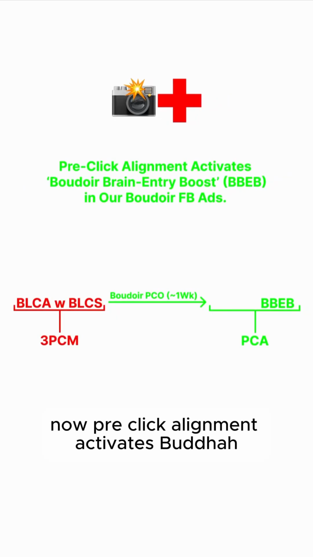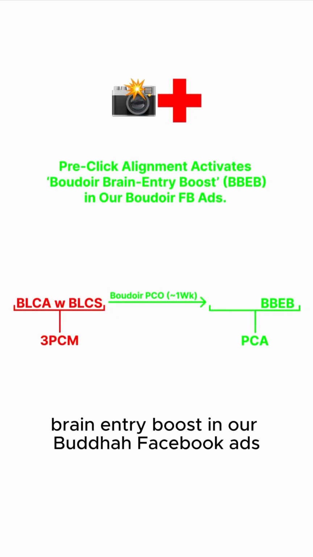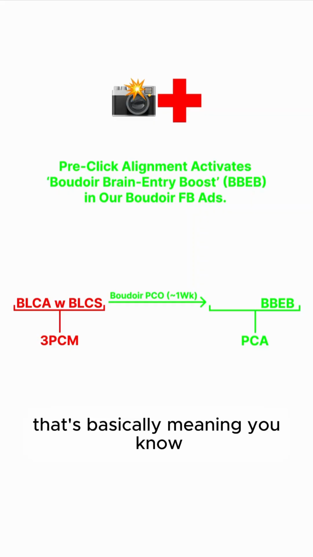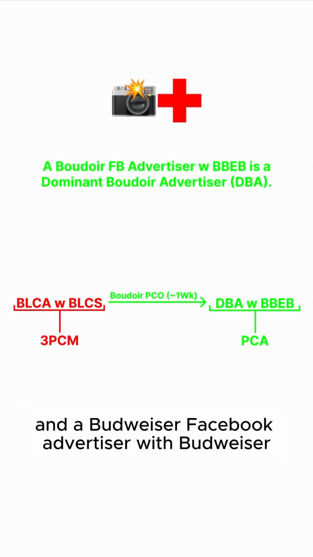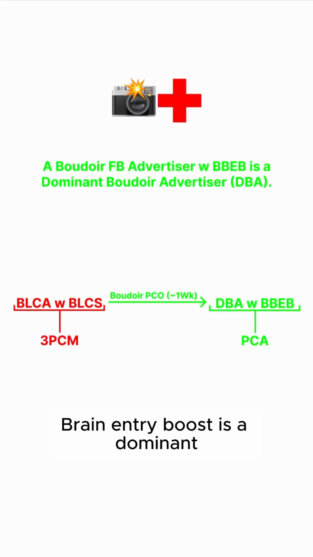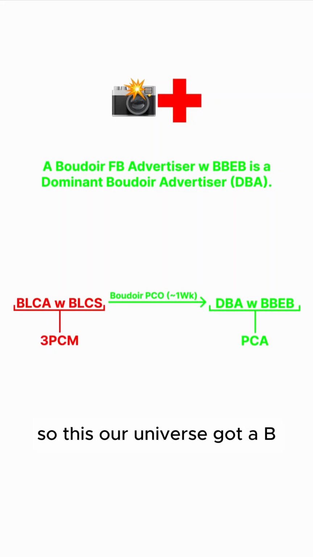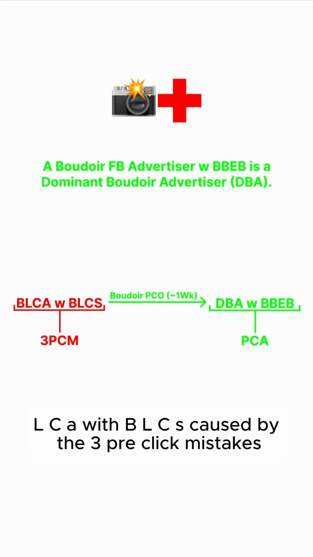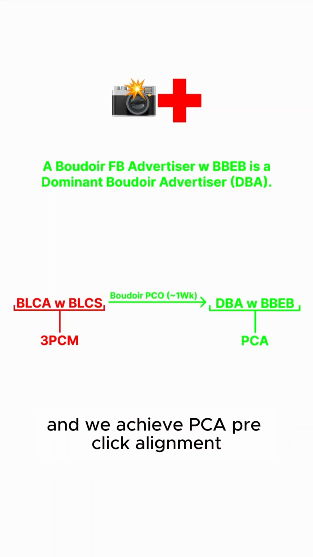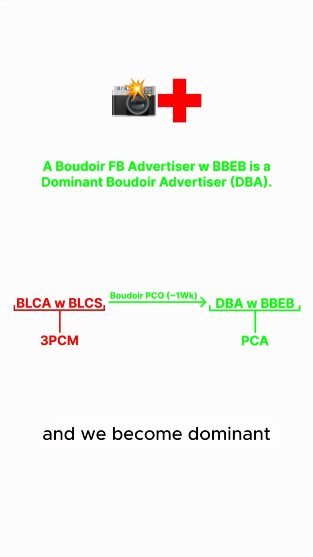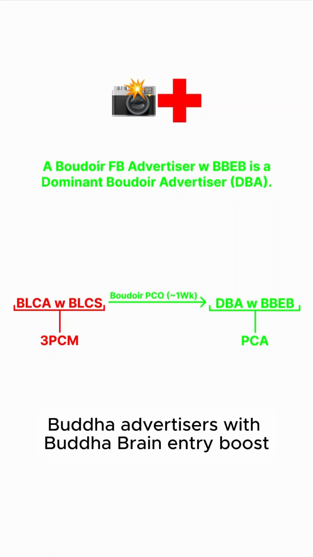Now, pre-click alignment activates Boudoir brain entry boost in our Boudoir Facebook ads. It basically means we finally got our unique CTR all above 6%. And a Boudoir Facebook advertiser with Boudoir brain entry boost is a dominant Boudoir advertiser, a DBA. So this is our universe. We've got a BLCA with BLCS, caused by the 3 pre-click mistakes. The solution is Boudoir PICO, which takes about a week. And we achieve PCA, pre-click alignment, and we become dominant Boudoir advertisers with Boudoir brain entry boost.